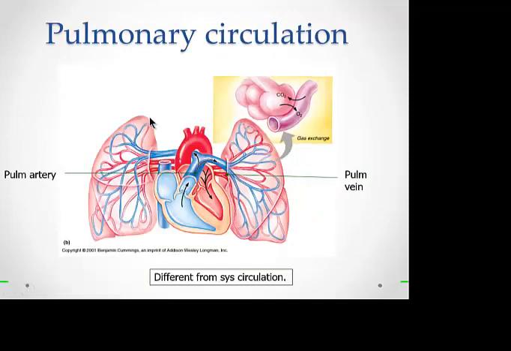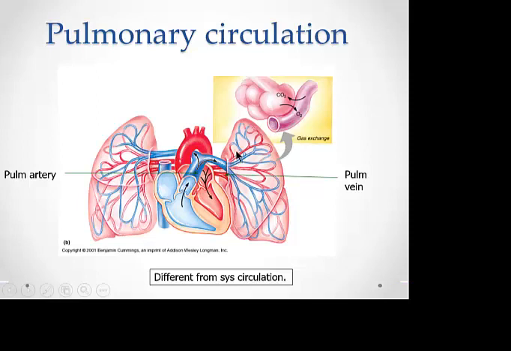So pulmonary circulation is to and from the lungs. It's different from systemic circulation because here the arteries carry deoxygenated blood and the veins carry oxygenated blood. It begins here in the right ventricle. From the right ventricle through the pulmonary opening and the valve, it goes into the pulmonary trunk. This one is called the pulmonary trunk, or also called the pulmonary artery. And then that divides into a left and a right pulmonary artery.